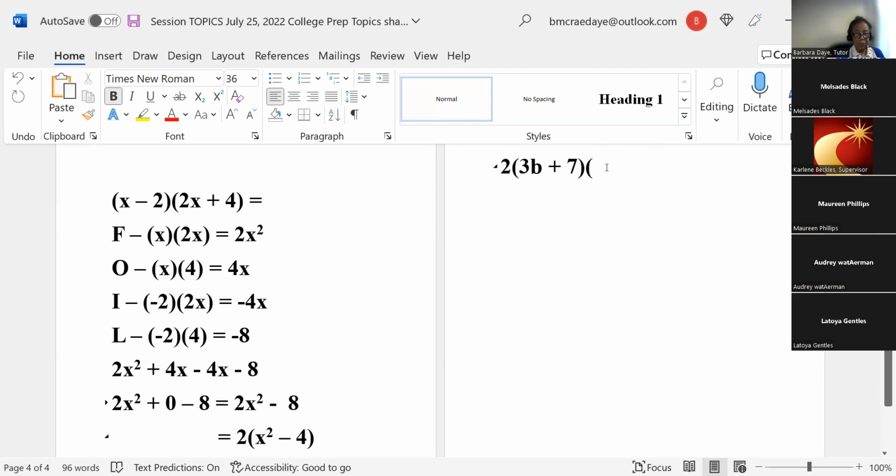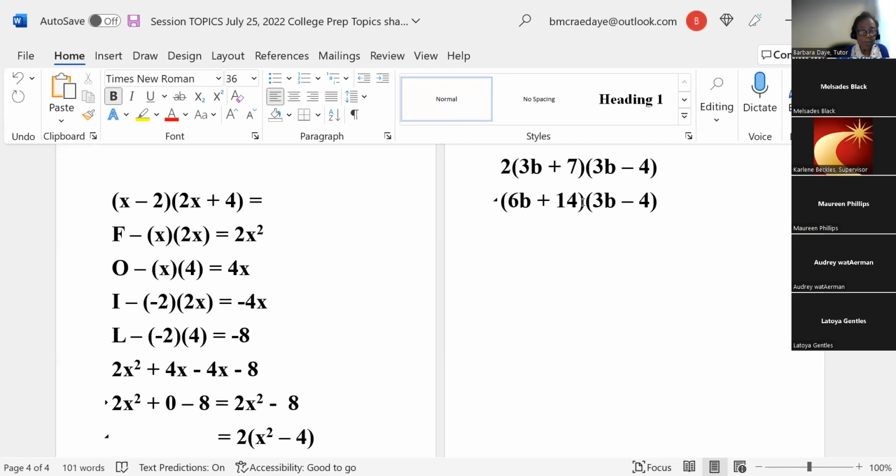Okay, so I put the 2 here. Okay, let me make this 3b and minus 4. All right, now before I apply my FOIL, I want to multiply 2 times 3b plus 7. So that will be 6b plus 14, right? Okay, so let me put that in parentheses. Now I have 6b plus 14 times 3b minus 4, right? Now, Mercedes, you can then tell me what to do.